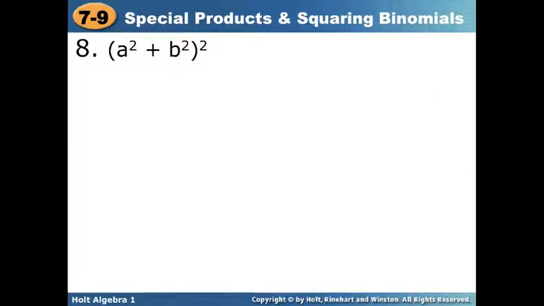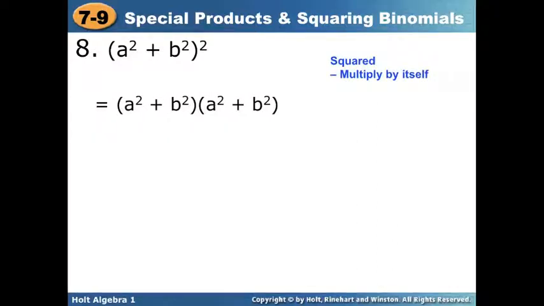Example number 8. Copy this to your notebook paper. You must show the distributive property and the rule for example number 8. We have (a squared plus b squared) quantity squared. There's a lot of variables and exponents going on here, so you may want to show extra steps of work that you don't normally show. First, write it out twice. Squaring means times itself.